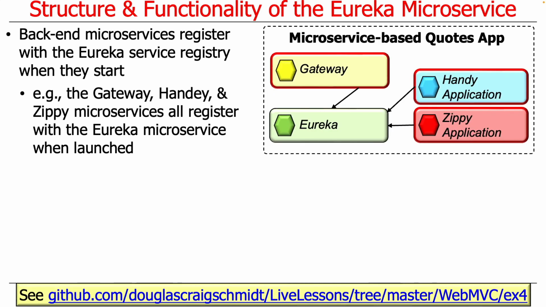Here's how we use it in our system. When the gateway, the Handy application, and the Zippy application start up, they will register themselves with the Eureka microservice, which of course is why it has to be launched first. If you launch that later, they're not going to be able to register properly.